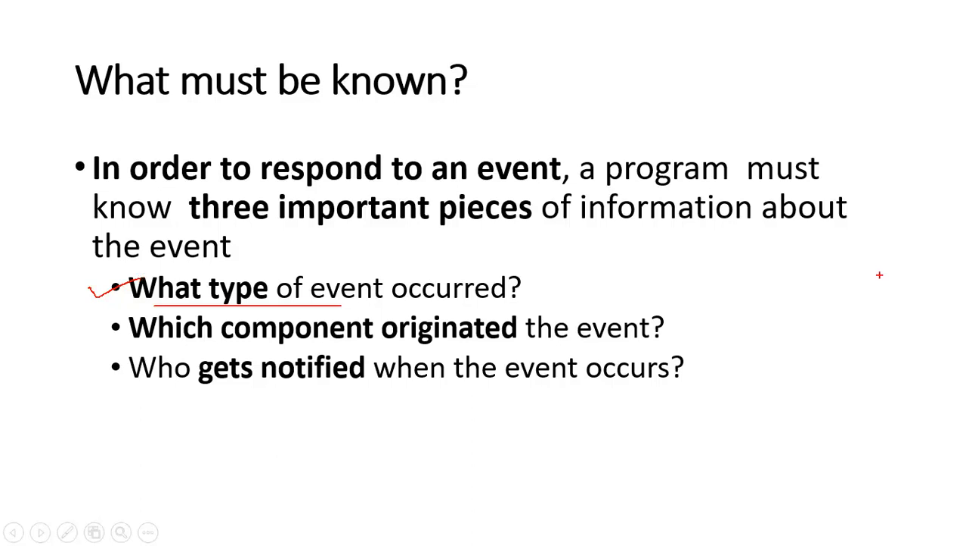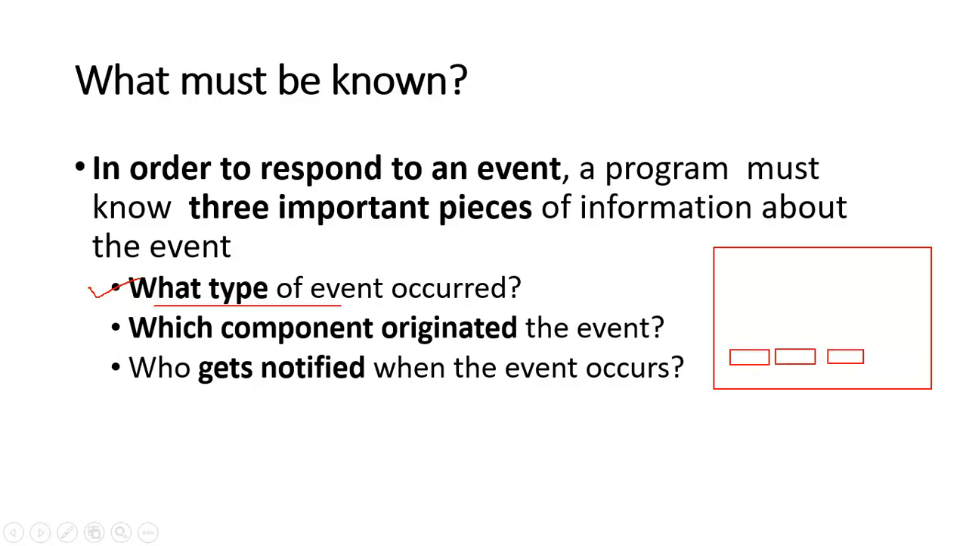Next one, you may have many components within your program. Now when an event occurs, you must be able to pinpoint from which component the event has originated. In other words, which component originated that particular event. That is required in order for us to handle a particular event. So if I know which button is clicked, I can take the appropriate action.